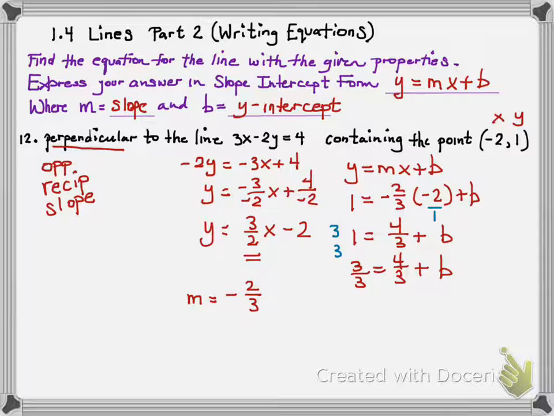Now I'm going to subtract 4/3 from both sides. So 3 minus 4, right? 3/3 minus 4/3. That's going to give us negative 1/3. And that's going to give us b.